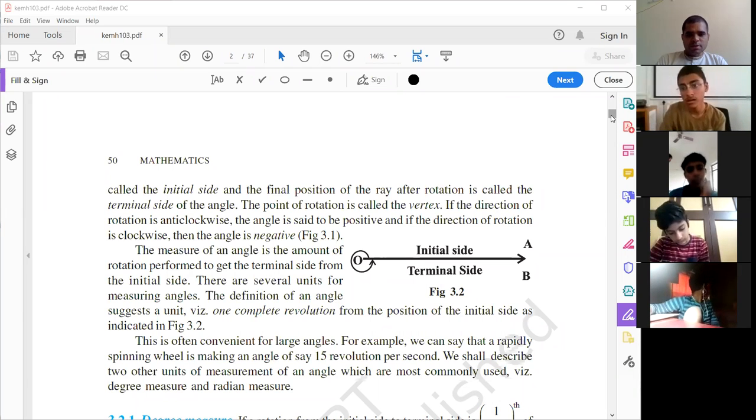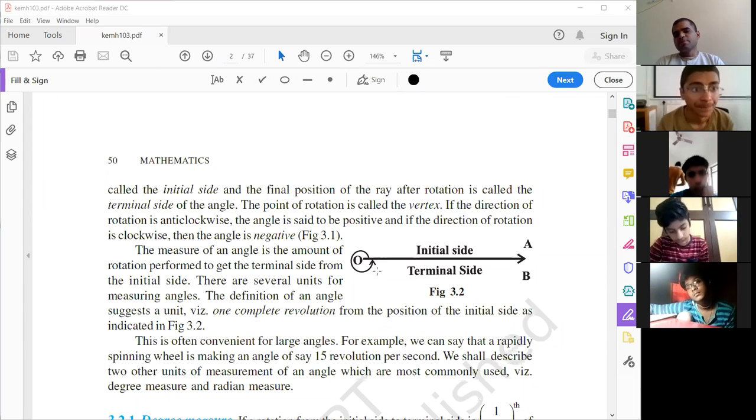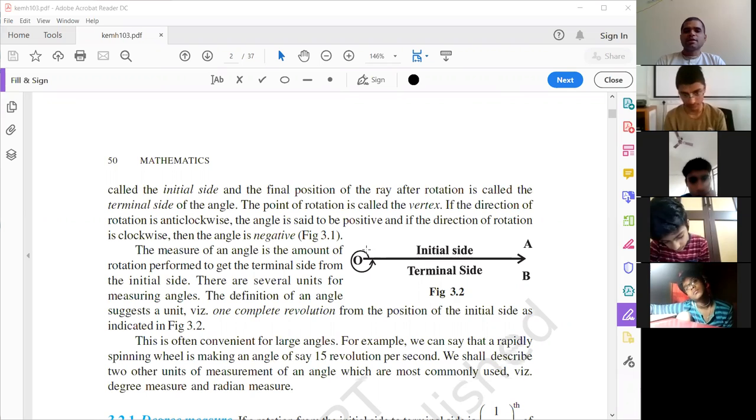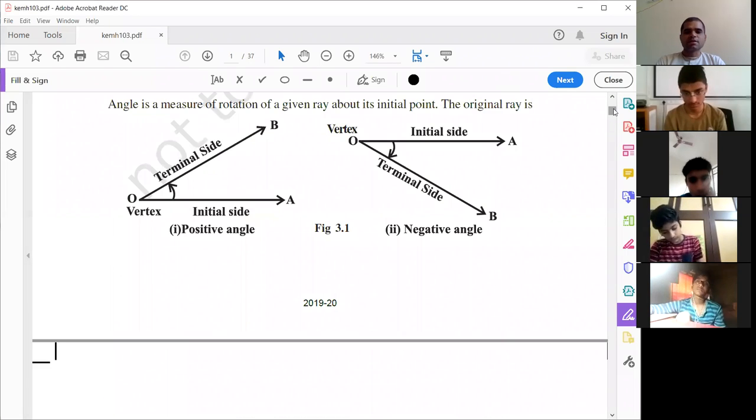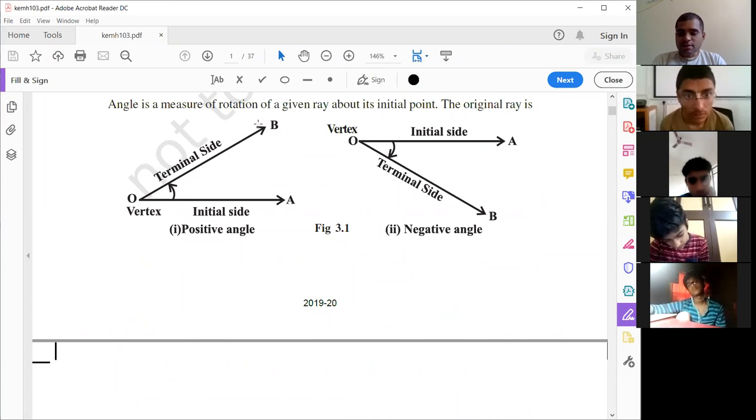These are some terms: initial side and terminal side. Initial side means the straight line in the beginning, and terminal side means the line after the rotation. It was here. This is the initial line and this is the terminal side.